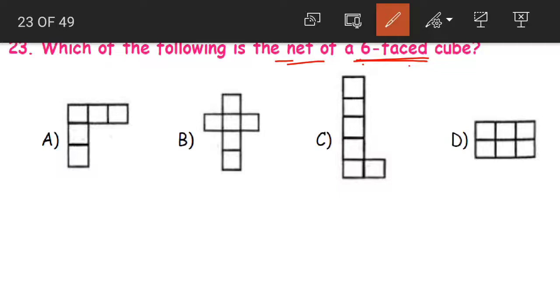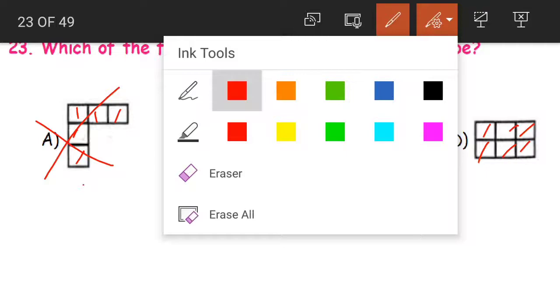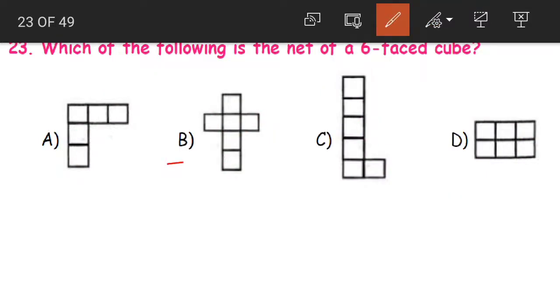So first let us check whether all of these shapes here have nets with 6 faces or not. 1, 2, 3, 4, 5. It is having only 5, so A cannot be our answer. 1, 2, 3, 4, 5, 6. Yes. So our answer will be either B, C or D.